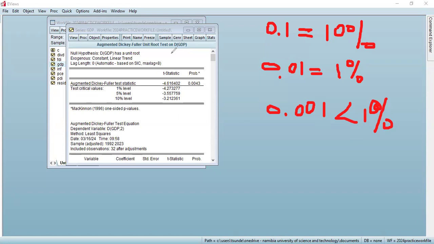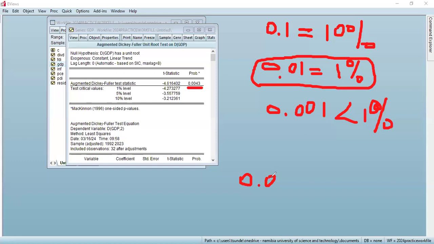This number here, is it greater than this one or less than this number? 0.01. 0.01 and 0.0043. Which number is bigger? 0.01. 0.10.